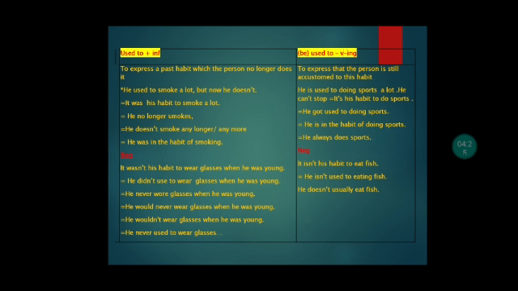He always does sport. But when we put it in the negative, we say am not, is not, are not used to ing. He isn't in the habit of it. It's not his habit to eat fish. It means he isn't used to eating fish. He doesn't usually eat fish. Very good.